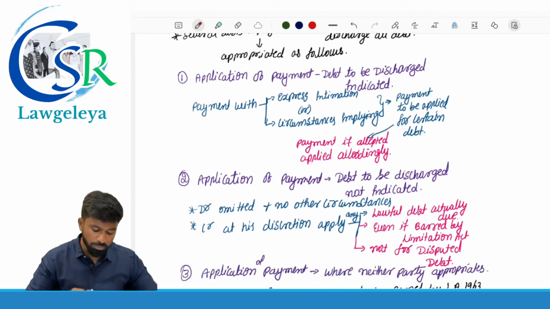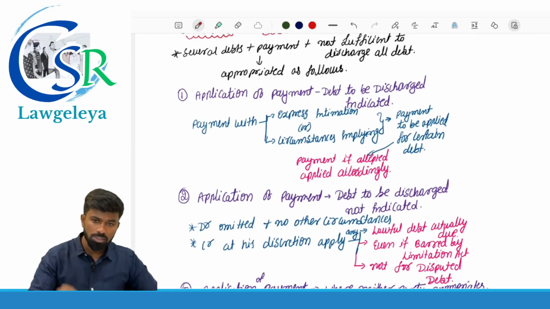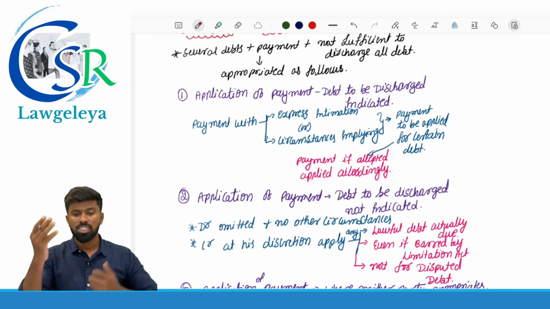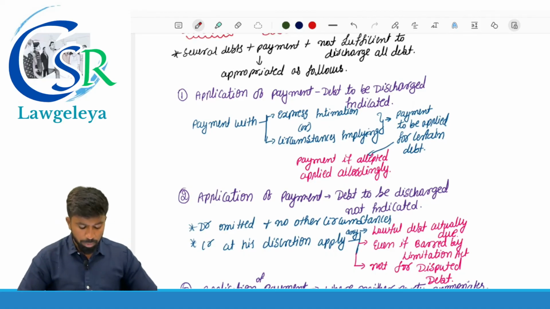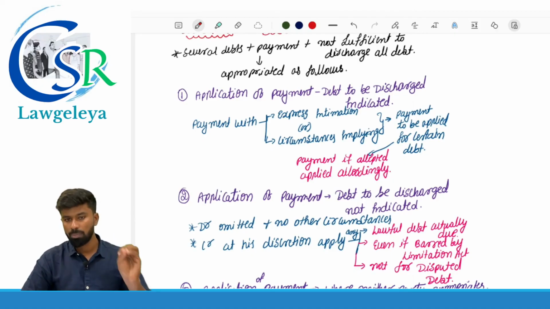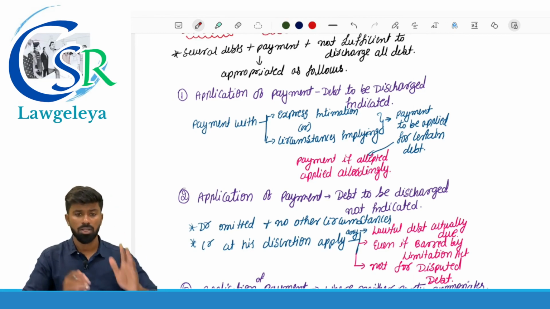Section 59 provides as per the intention of the debtor. Section 60 provides as per the intention of the creditor. Section 61 provides as per the order of time. Section 59, application of payment where debt to be discharged is indicated. If a payment is made by the debtor with either express or implied intimation that it should be applied towards a particular debt, and the payment is accepted by the creditor, it has to be applied as per whose intimation? As per the debtor's intimation.